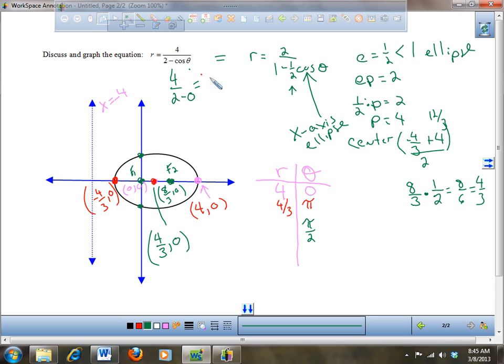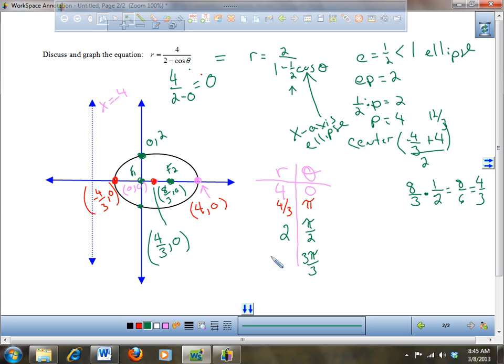So I get 4 over 2 minus 0, and I get 2, right? So what that means is I come out 2, and I rotate through pi over 2. What would be the rectangular coordinates at this point? 0, 2. Okay? And guess what this is going to be down here? 0, negative 2.